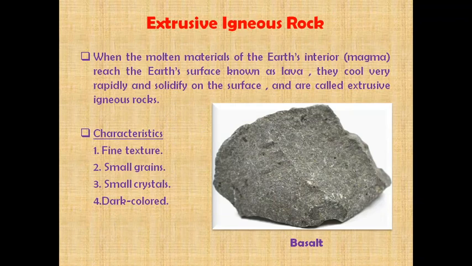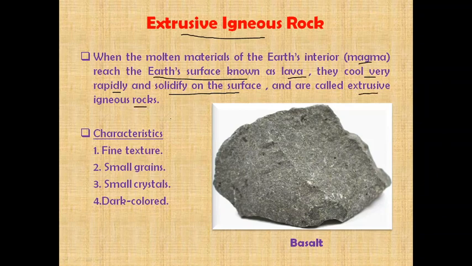Next one is extrusive igneous rocks. When molten material of the earth's interior reaches the earth's surface, it is known as lava. In the interior part, molten material is called magma, and when it reaches the earth's surface, it is called lava. Opposite to intrusive igneous rock, in this case cooling takes place very rapidly and the lava solidifies on the surface to form extrusive igneous rock.